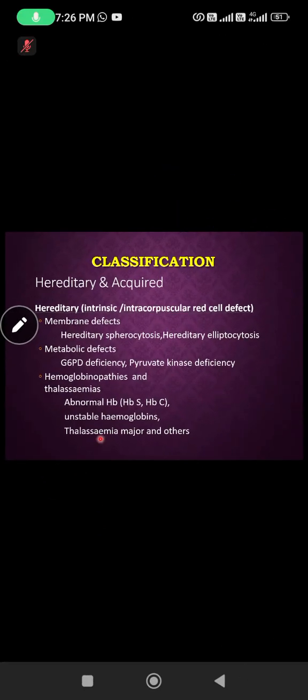Based on the defect, the deficiency, you can categorize them as thalassemia major and thalassemia minor, and also an in-between level called thalassemia intermedia. So we have beta thalassemia major, beta thalassemia minor or trait, beta thalassemia intermedia. Similarly, alpha trait, alpha thalassemia major or hemoglobin hydrops fetalis. So, that's the hereditary classification, and then the acquired classification.